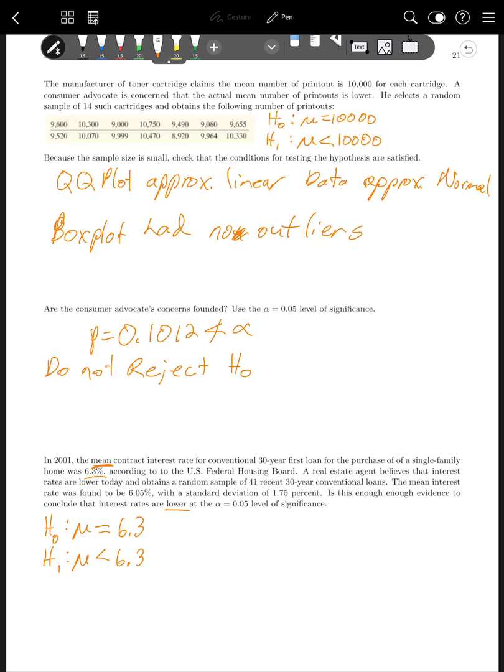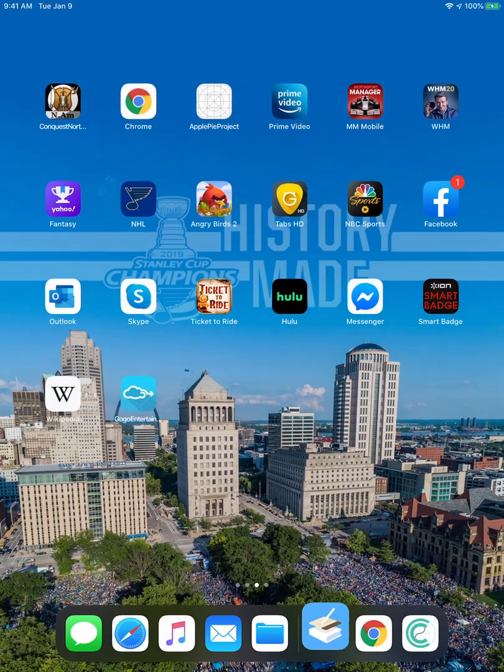And then because we're dealing with the mean, we're going to do a t-test. When you do a t-test, you first put in the population mean you're working with, so that's the 6.3, the mu. Then you put in the sample mean, the sample standard deviation, and the sample size. So in this case, 6.3, 6.05, 1.75, and 41.